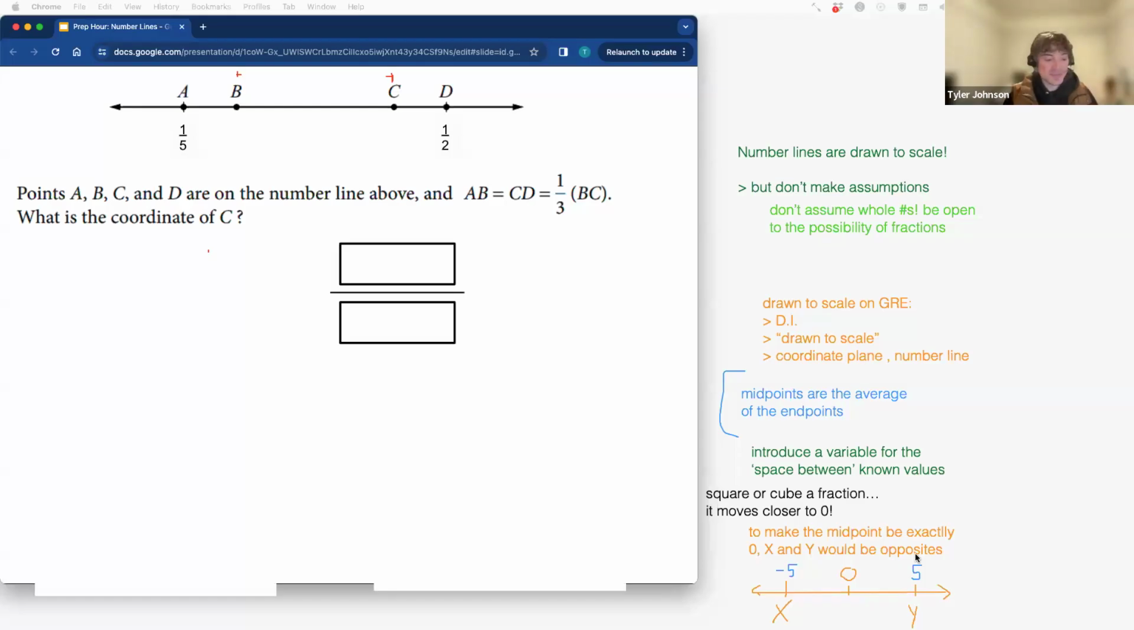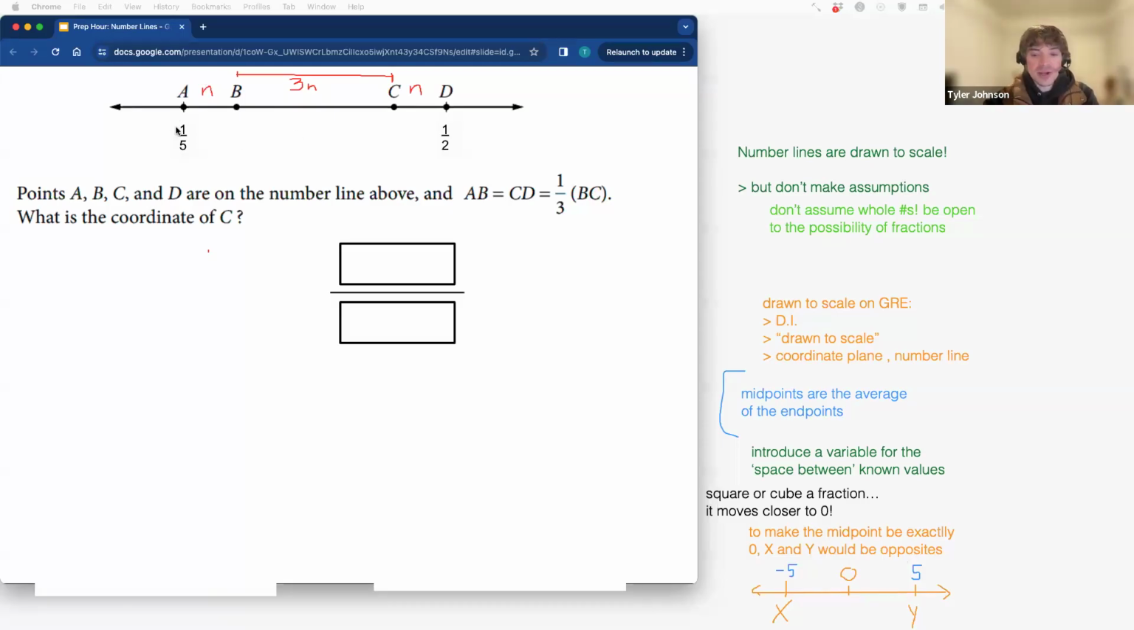Okay, so here is my favorite way to start this problem. It's using a variable for the space between those points again. But I'm not going to call BC n. I'm going to call AB n and CD n. And those values are 1/3 BC, which makes BC 3n. So I introduce my variable. That's going to make my life a little easier.